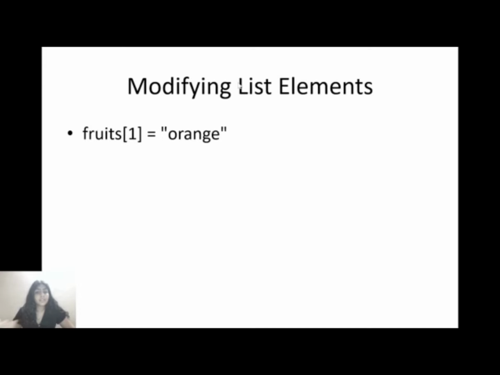Modifying list elements. Since lists are mutable, we can change any value using the index. For example, if we want to change the second fruit, we write fruits, and in square brackets we write 1, which is equal to orange.